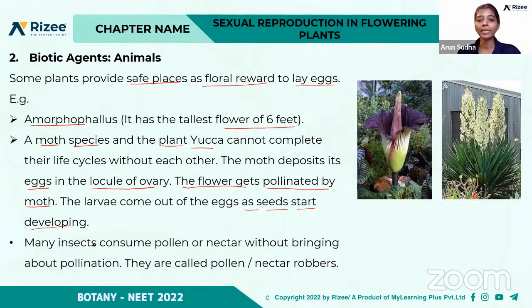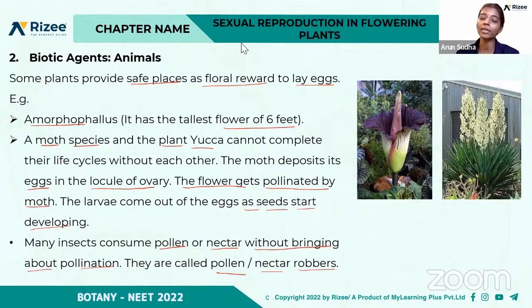Okay. Many insects consume pollen or nectar without bringing about pollination. The main purpose of these insects is pollination, but in some cases they take the nectar and that doesn't result in pollination. So they are called pollen or nectar robbers. They take the pollen or the nectar, but there is no pollination. So these are the biotic agents, that is pollination by animals, which can be brought about by different animals. I hope you are clear till now, right?